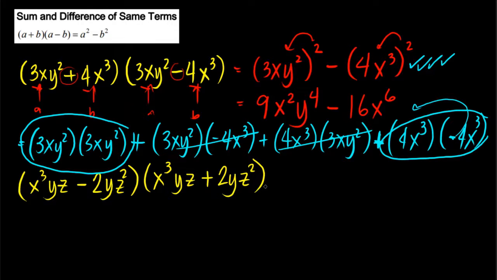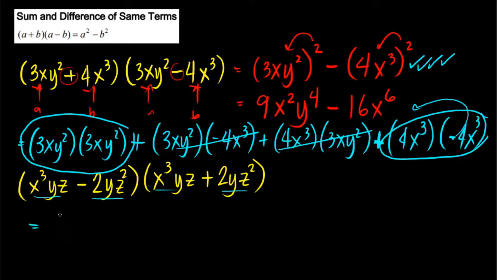The terms may look different because there are many variables, but they're the same. We have x cubed yz here and here. And then 2yz squared here and here. And then the signs are negative and positive. It's the same thing. So, plus and minus again. So, you can still use A squared minus B squared.